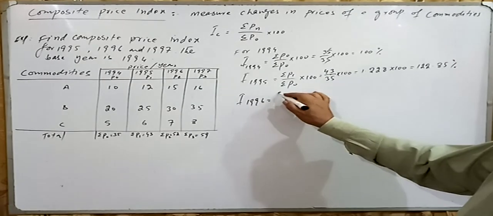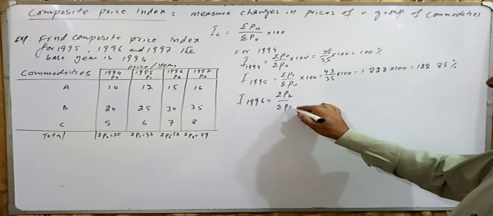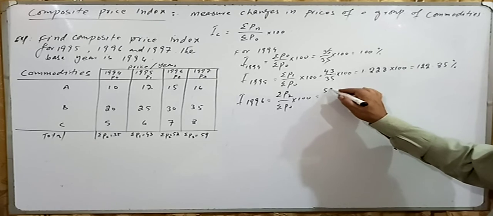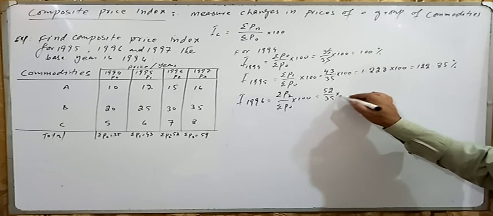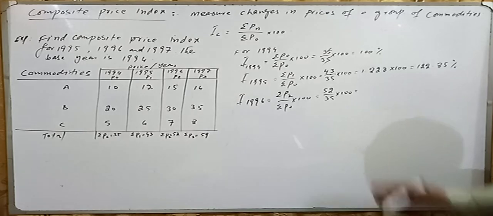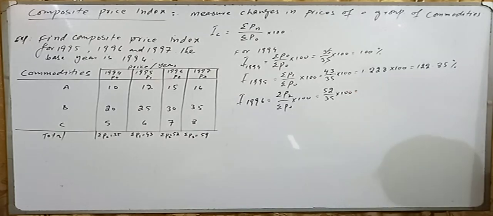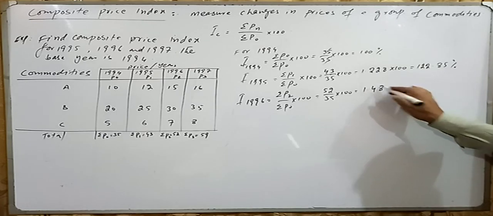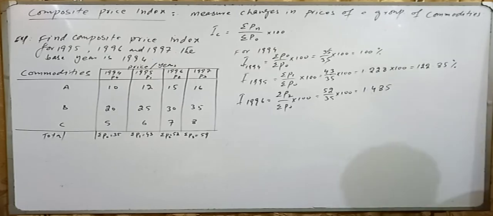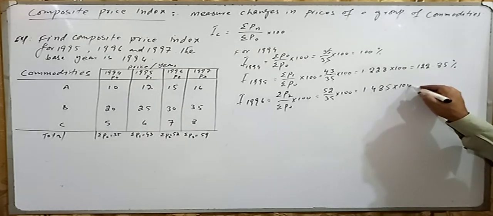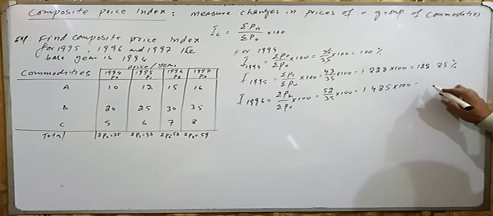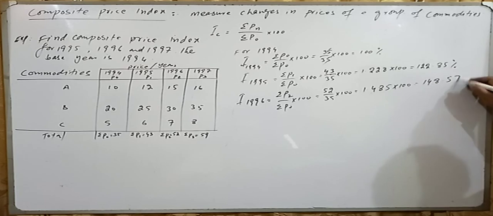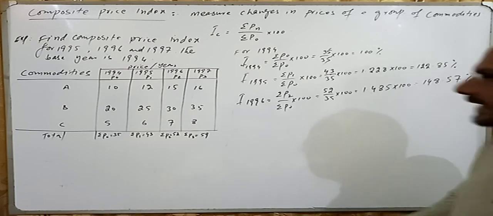After that, for the next year, 1996, it will become summation of P2 divided by summation of P naught multiplied by 100. So P2 is 52 divided by 35 multiplied by 100. First you divide 52 by 35, so it becomes 1.485. Then if you multiply with 100, it becomes 148.57%.